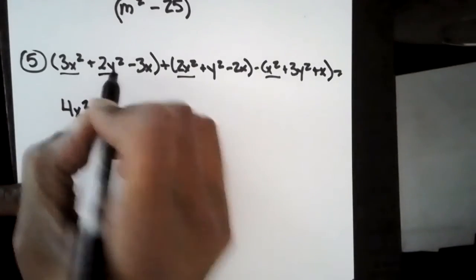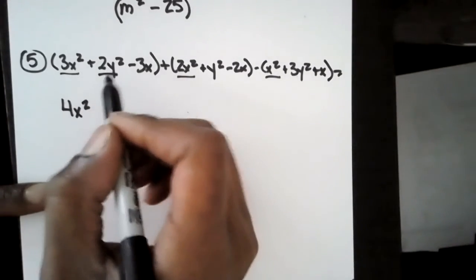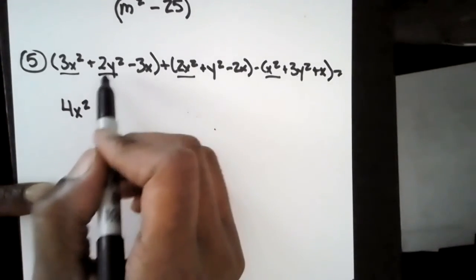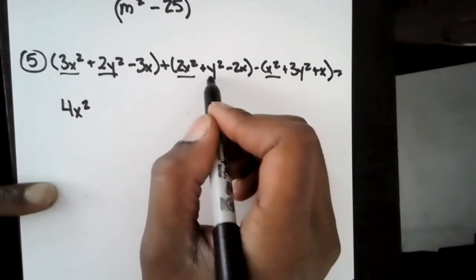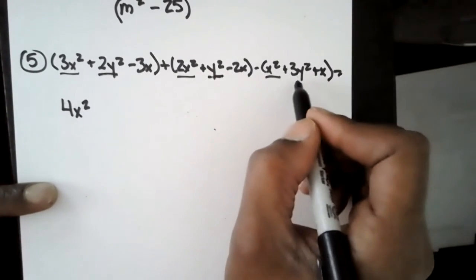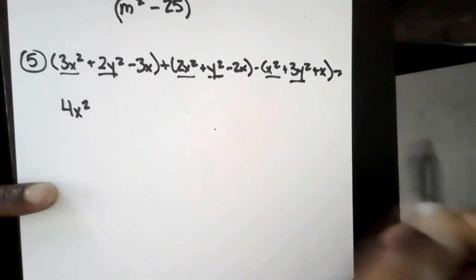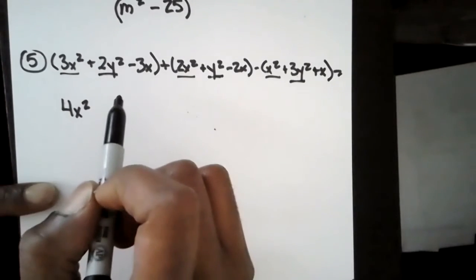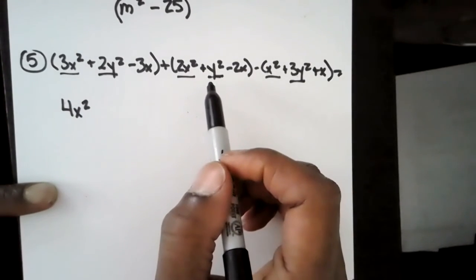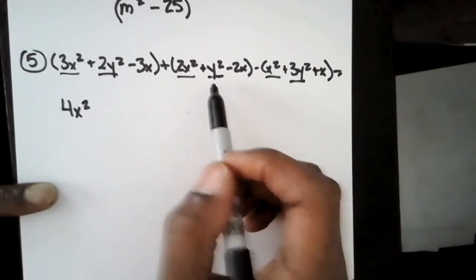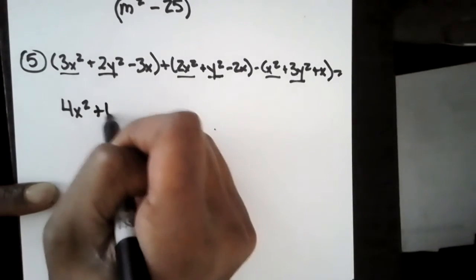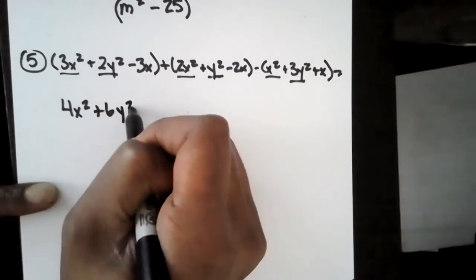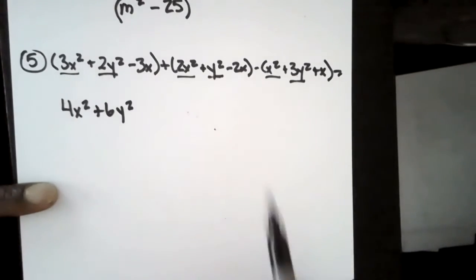Let's move over to the next one. Y squareds. We have a 2y squared here, plus a y squared here, plus a 3y squared here. So 2y squared plus a y squared equals 3y squared, plus 3y squared again will give us 6y squared. Cool?